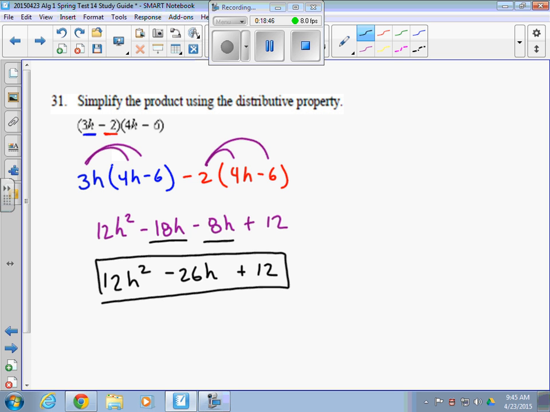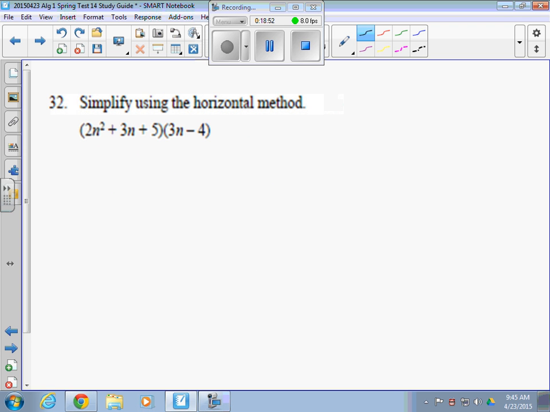For 32 and 33, you're not allowed to use FOIL only because there's a trinomial in one of them. There's a trinomial and a binomial. So all you need to do is make sure you multiply everything in one by everything in the other. It's easier if you do it just like the horizontal method. In fact, it's called the horizontal method. So 3n times the trinomial 2n squared plus 3n plus 5, and do the same thing with negative 4. Negative 4 times the same trinomial 2n squared plus 3n plus 5.